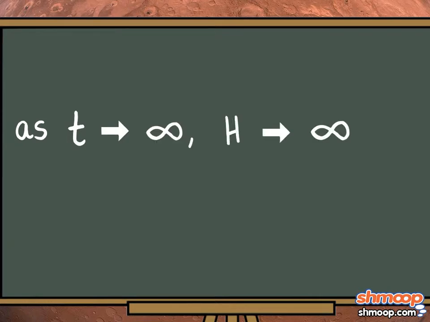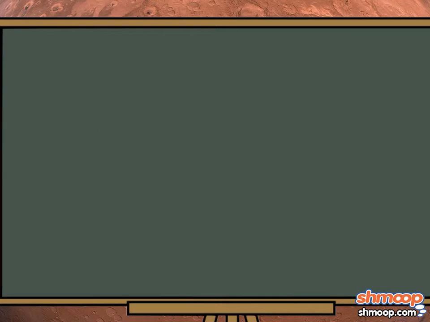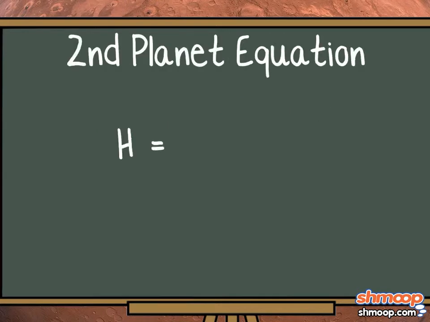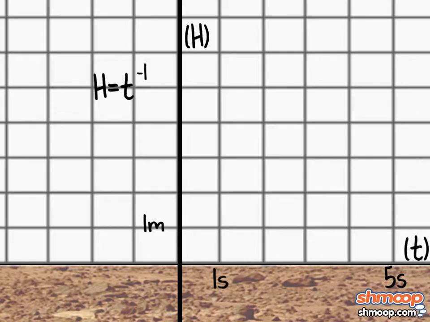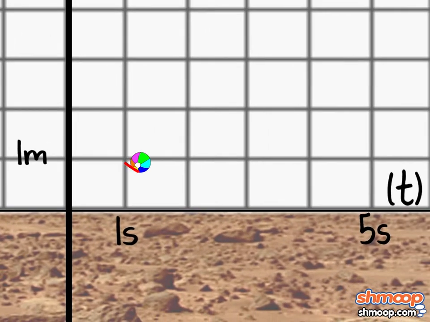The general rule with functions like these is that if t is raised to a power greater than 0, h will approach infinity. The second planet has an equation of h equals 1 over t. We can rewrite this equation as t to the negative 1 power. That means at 1 second after hitting the ground, the ball would be 1 meter off the ground. At 5 seconds, the ball would be 1/5 of a meter off the ground.